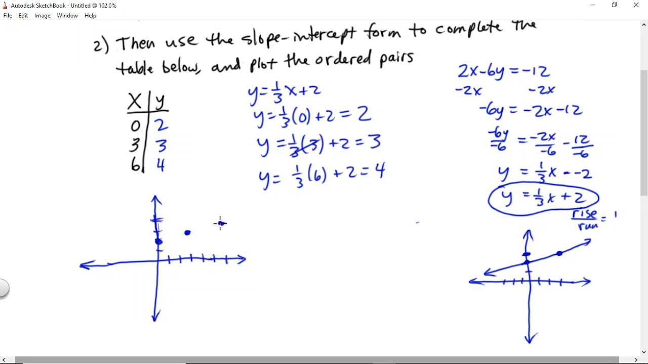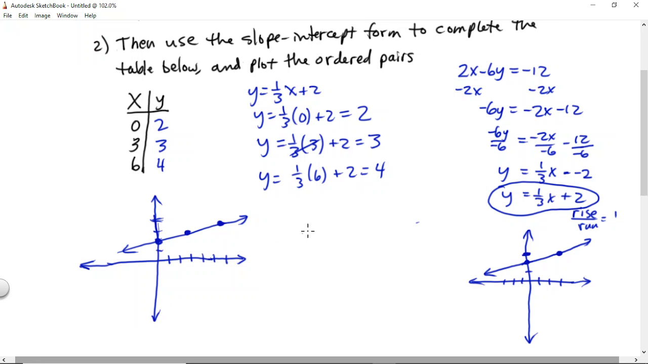Right there. So of course 2 points is enough, but doing the third point helps you to make sure you haven't made a mistake, because they all should be on the same line, and they are. And there's the line. So 2 methods of graphing. Looks like it's the same.